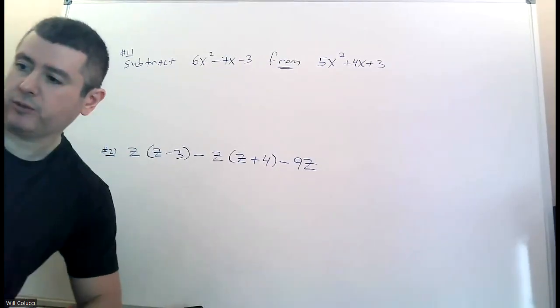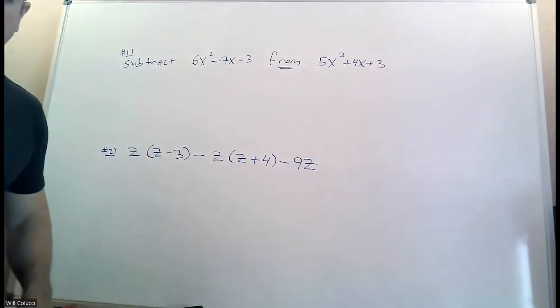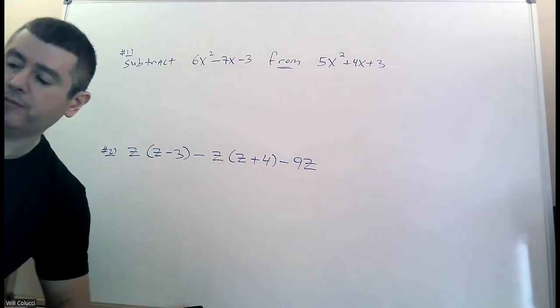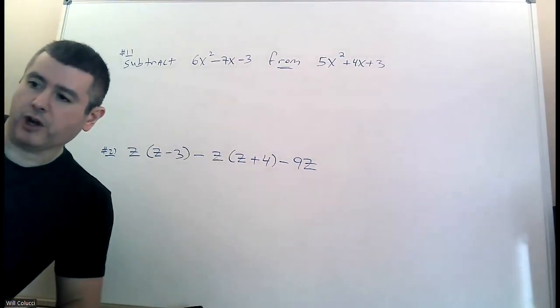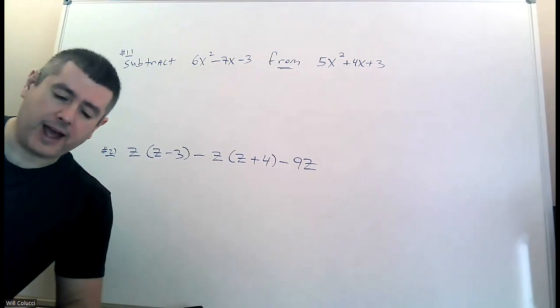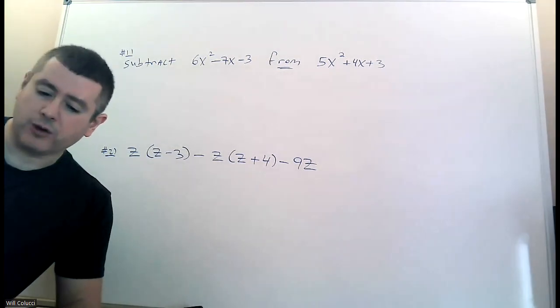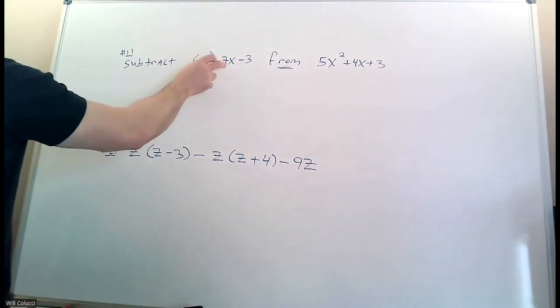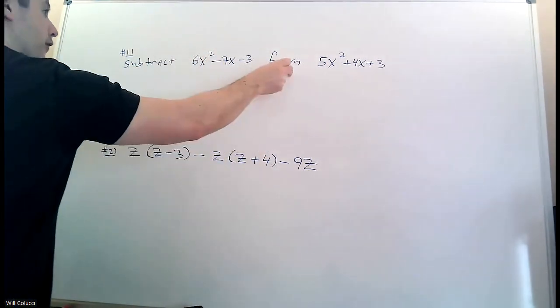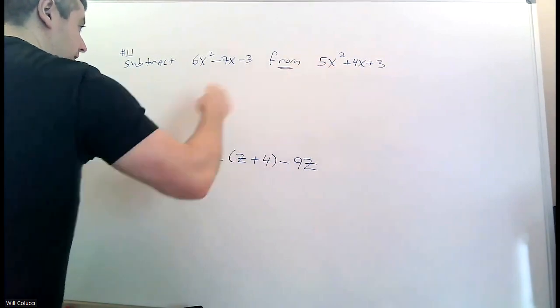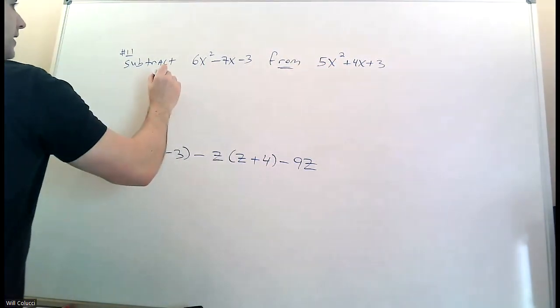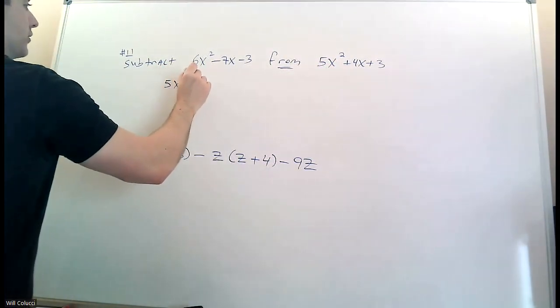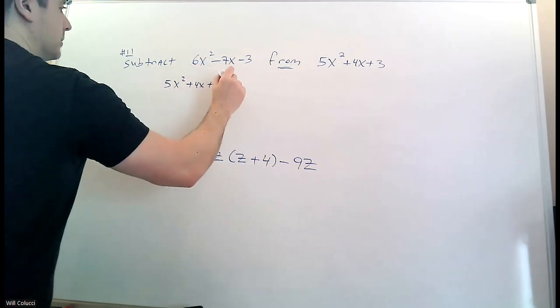The combining terms, which can be very tricky, does give people difficulty. So I'm starting with the first one where, again, this is making sure that you understand what order to do it, and that you're careful with your signs. I'm taking this away from that. So this has to go first. You are taking 5x squared plus 4x plus 3, and you are subtracting.